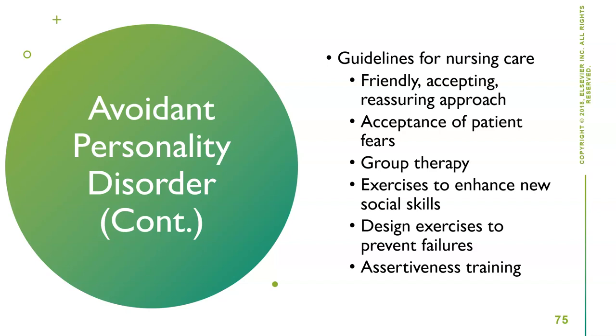So we want them to interact with someone in the cafeteria, say something stupid, and then have a conversation about it, about how it's not the end of the world. Assertiveness training, get them to speak out. Again, no specific medications, but medications can be prescribed based on symptoms. So if someone is having a ton of anxiety, we would give them treatment for anxiety.